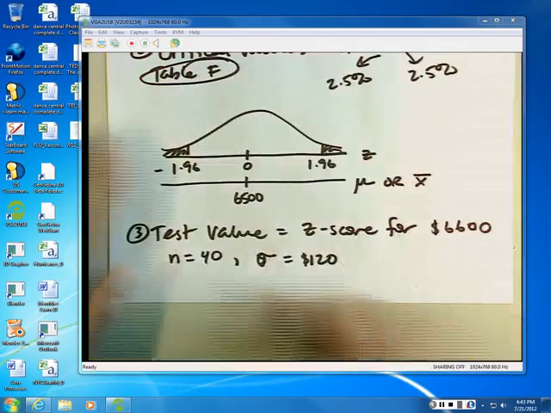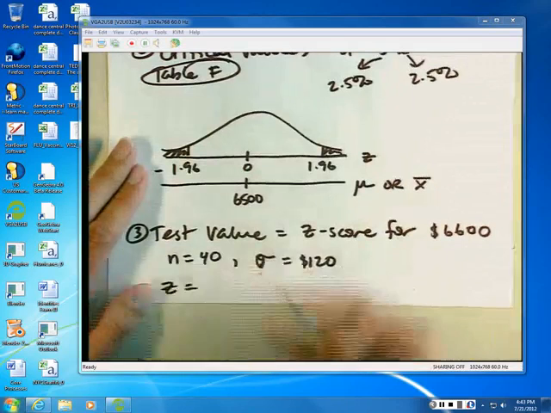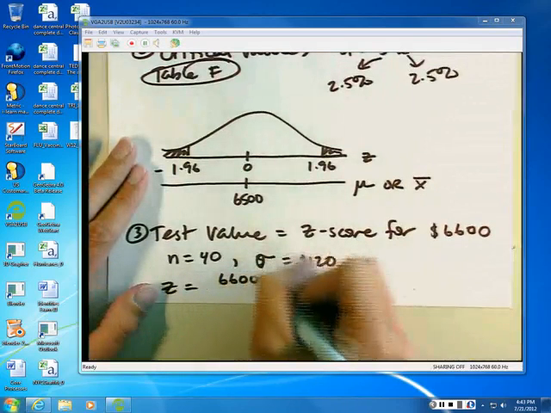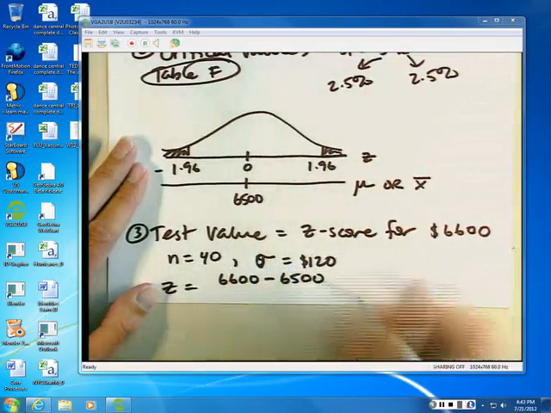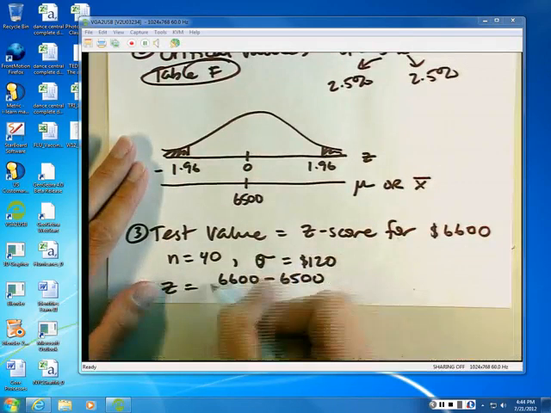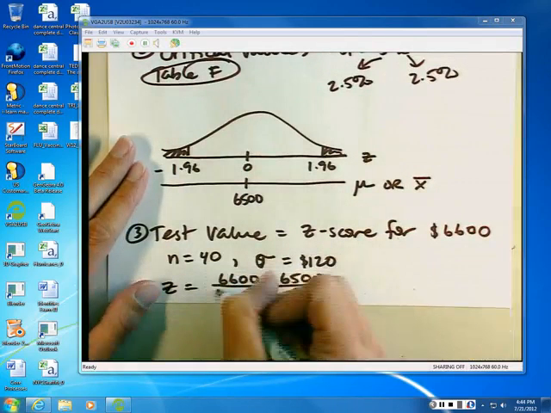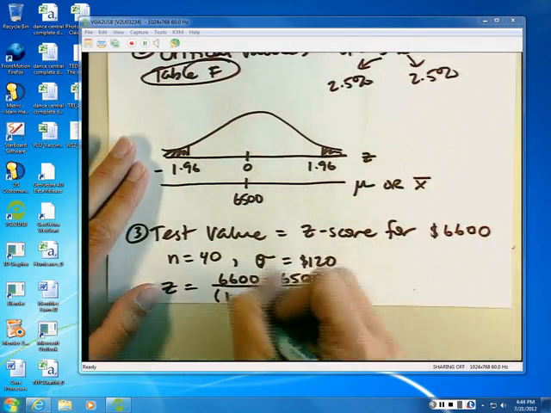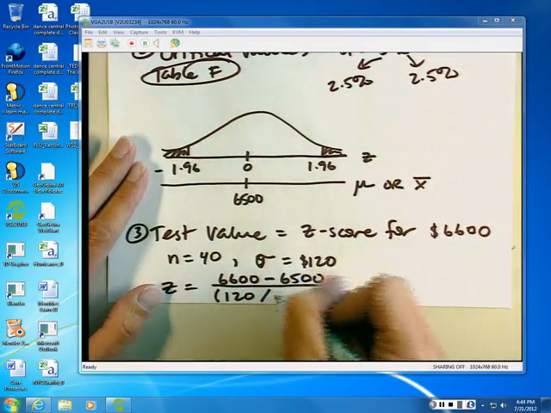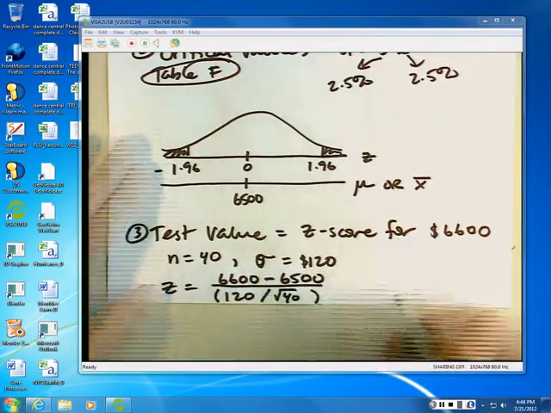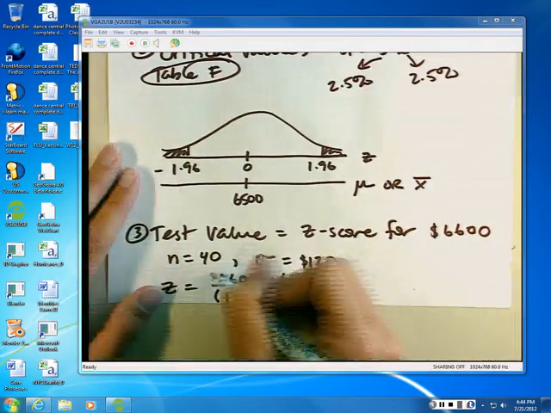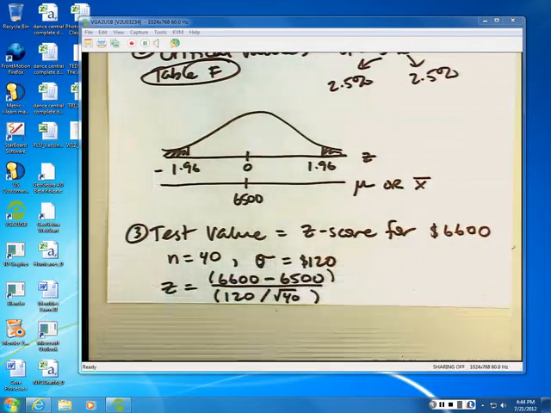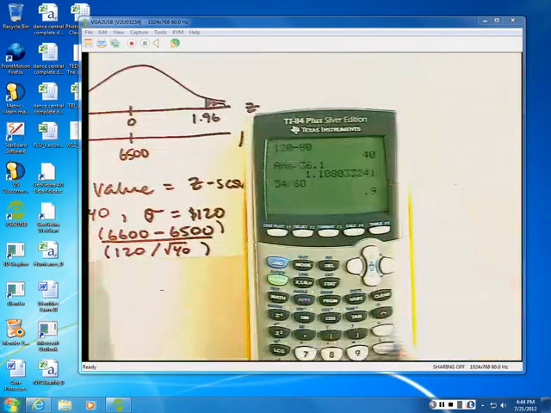So my z-score is 6,600 minus 6,500, x bar minus mu. This is right off of my formula sheet, divided by, you should use parentheses here, your standard deviation divided by the square root of 40. I'm going to put this into my calculator all in one step, so I need parentheses there. If you want, you can just do 100 for your numerator, which would be fine. So I'll do it the long way, though.